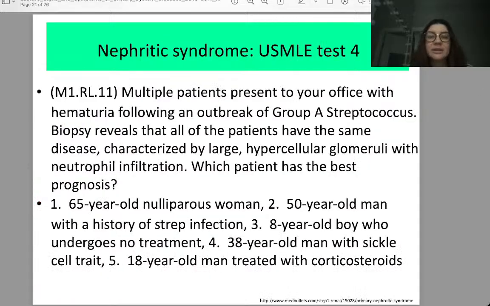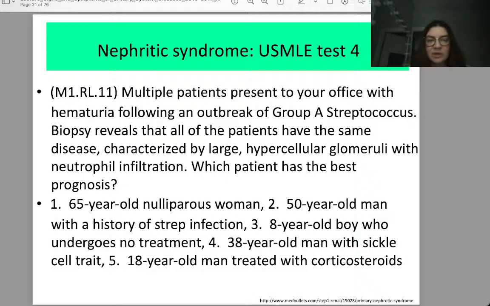And a USMLE test about nephritic syndrome. Multiple patients present to your office with hematuria following the outbreak of group A streptococcus. Biopsy reveals that all of the patients have the same disease characterized by large hypercellular glomeruli with neutrophil infiltration. Which patient has the best prognosis?